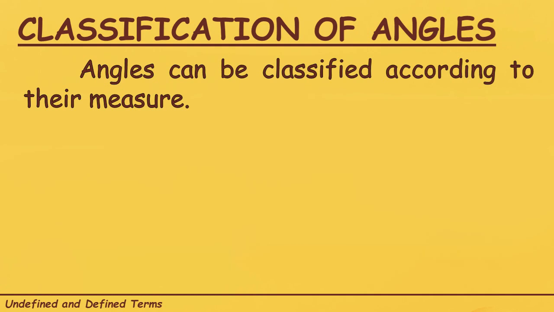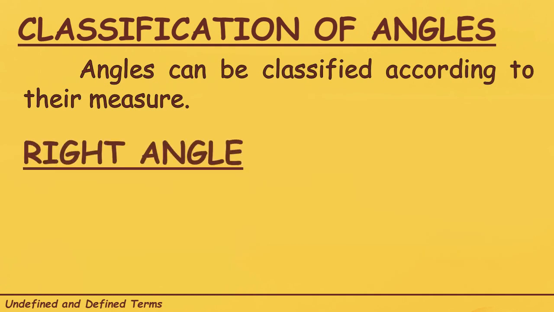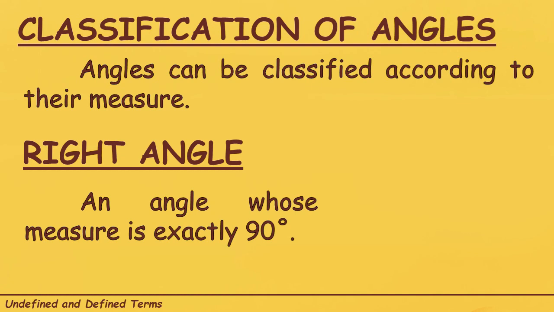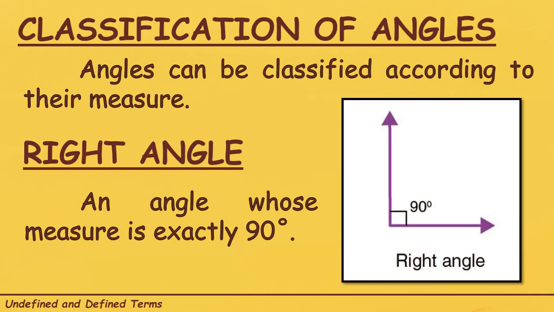Next, right angle. Right angle is an angle whose measure is exactly 90 degrees. This is the picture of a right angle. Okay, so sa right angle, may mapapansin tayo dito na symbol para malaman natin na ito ay a right angle. Yung merong small square dito sa ating pinakang vertex ng ating angle, that is the symbol for a right angle.